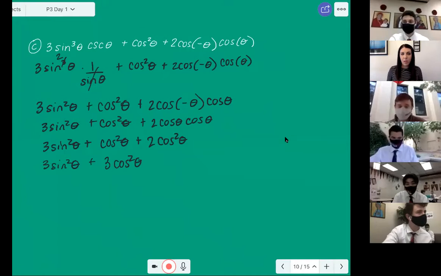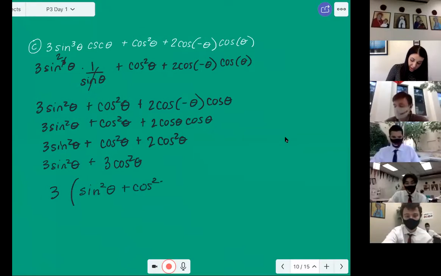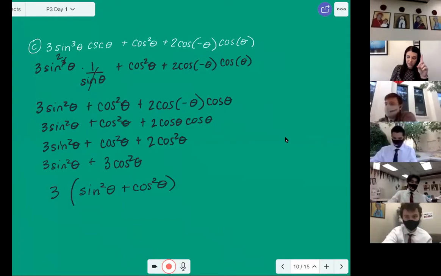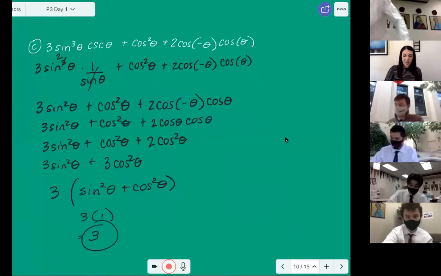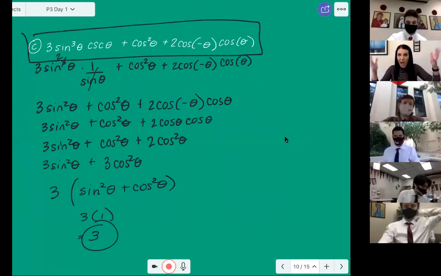Aiden, what can I do after that? You can take a 3 out. Sorry, it sounds like you guys are getting announcements right now. We're not quite done, so I don't know why they're calling class early, but it sounded like you said we'll take a 3 out. We've got sine squared plus cosine squared left in there. And what's that, Aiden? What's sine squared plus cosine squared? That's equal to 1. So what's your final answer? You multiply by 3 and get 3. So this whole long, messy, crazy thing is just equal to 3. That's how much it simplifies.